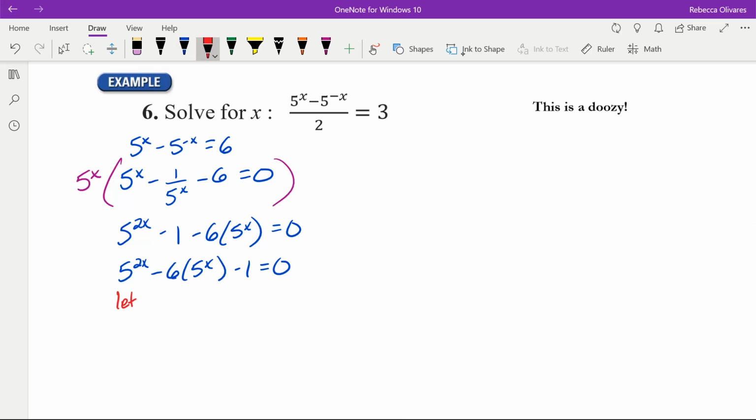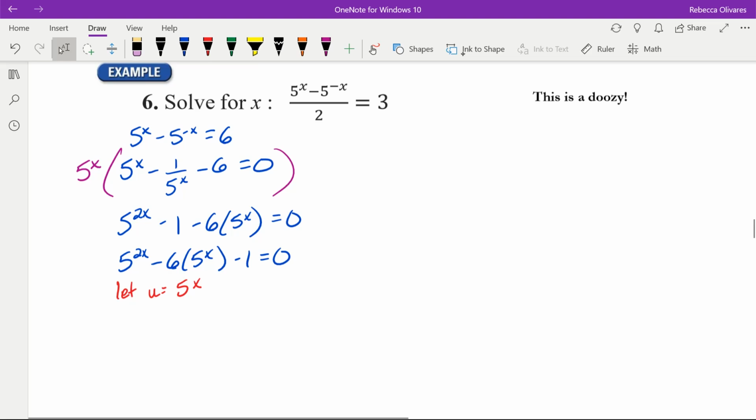So we can let u equal 5 to the x. So now my equation is u squared minus 6u minus 1 equals 0. So we have a quadratic. We need to factor it, or solve it, rather. Unfortunately, this one doesn't factor. So what do we have to use? That's right, the quadratic formula.